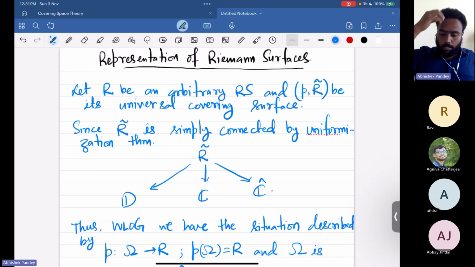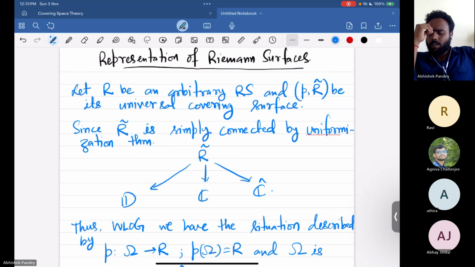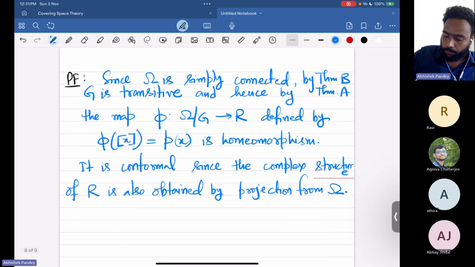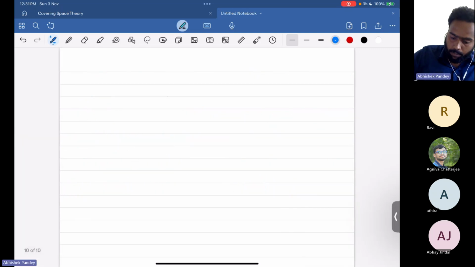Now the question is, given an arbitrary Riemann surface, how do we find its universal cover? Whether it is the unit disk, the complex plane, or the extended complex plane. That would come under the classification of Riemann surfaces.